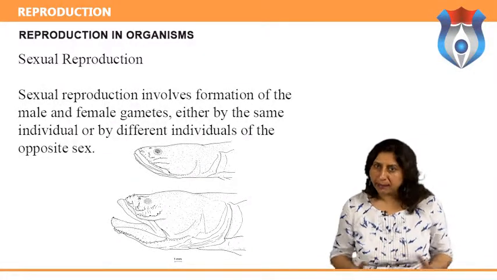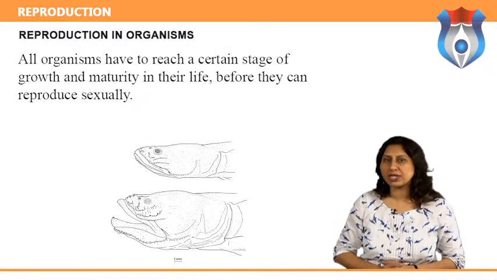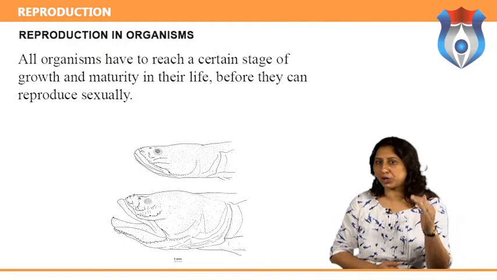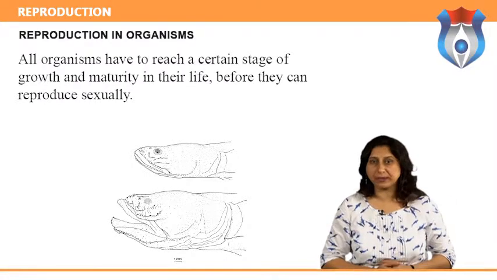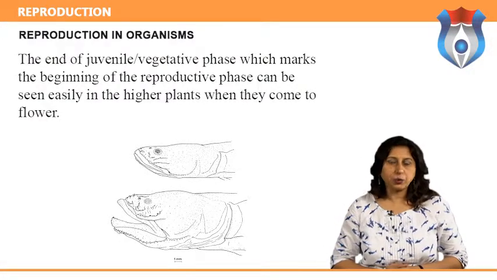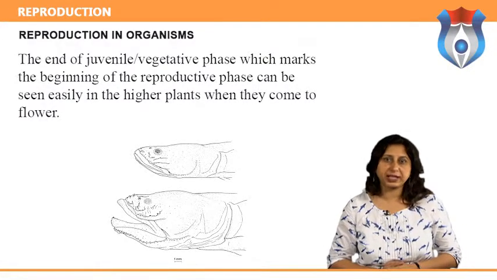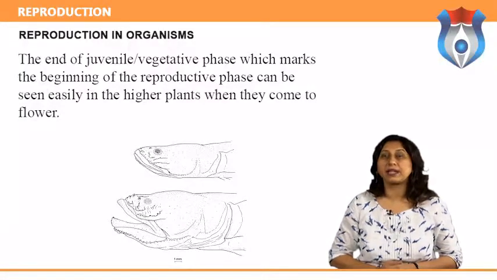parents or amongst themselves. All organisms have to reach a certain stage of growth and maturity in their life before they can reproduce sexually. The end of juvenile vegetative phase, which marks the beginning of the reproductive phase, can be seen easily in the higher plants when they come to flower.